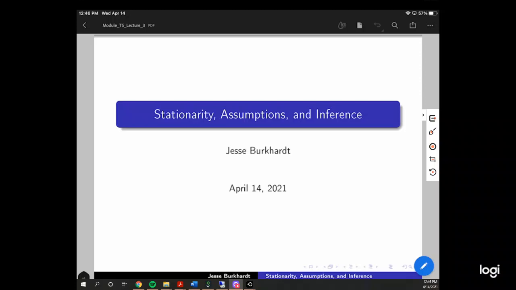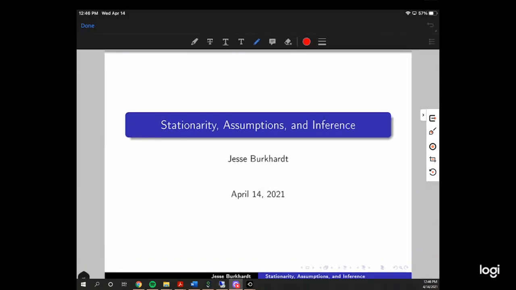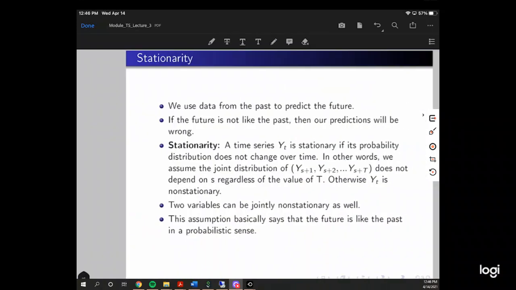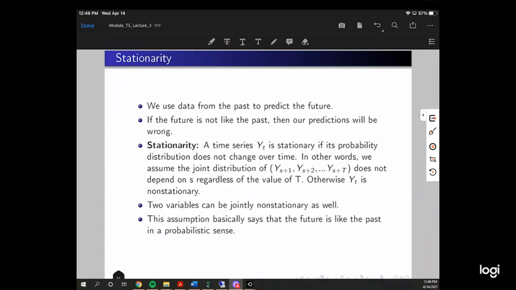This is the time series lecture 3 on stationarity, assumptions, and inference for time series models. So stationarity: we use data from the past to predict the future. That's what we're doing with time series. If the future is not like the past, then our predictions will be wrong, and that brings us to stationarity.